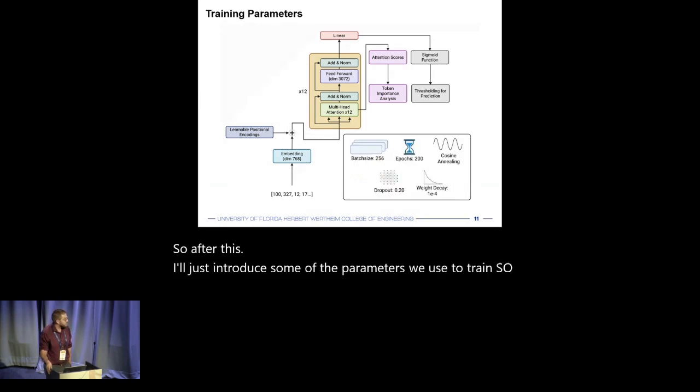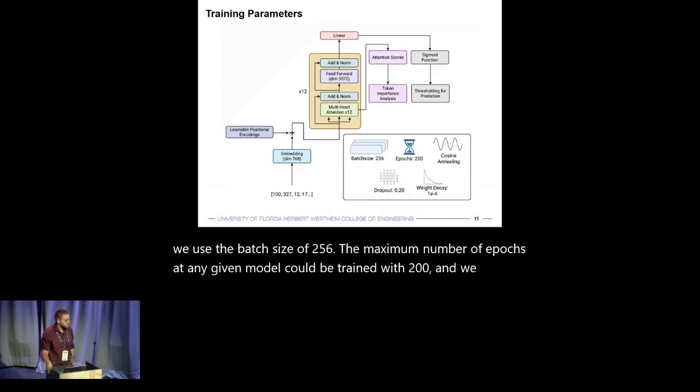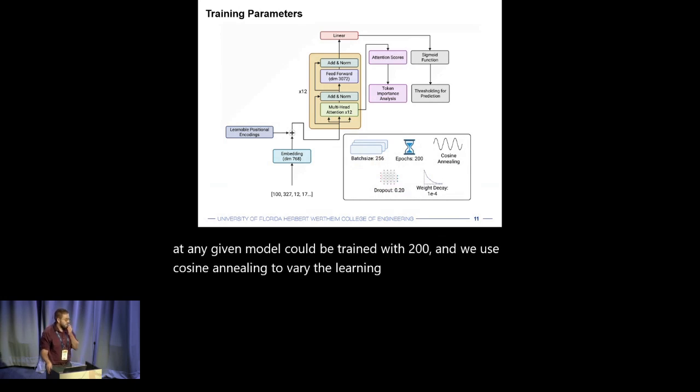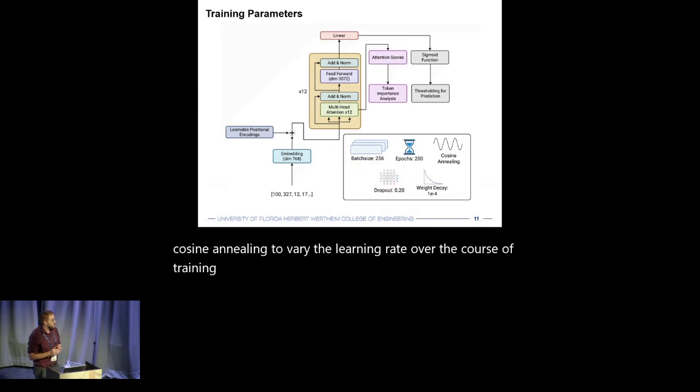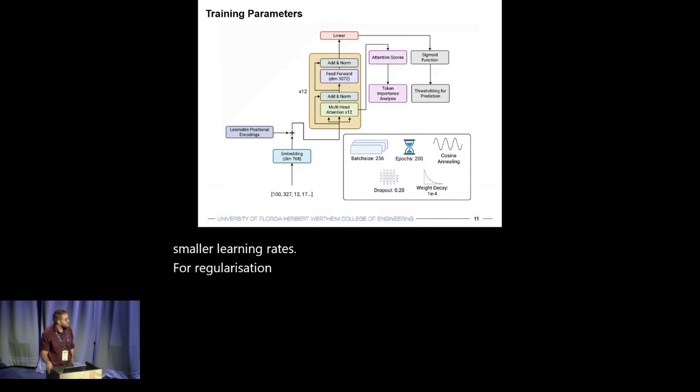After this, I'll just introduce some of the parameters we use to train. We use a batch size of 256. The maximum number of epochs that any given model could be trained was 200. And we use cosine annealing to vary the learning rate over the course of training, hopefully leveraging the more exploratory larger learning rates and the more refining nature of the smaller learning rates. For regularization, we use a dropout of 0.20 and a weight decay of 1e to the negative 4.